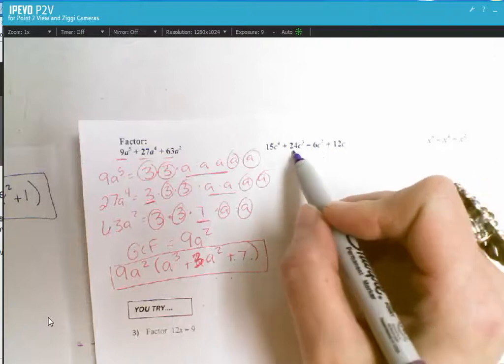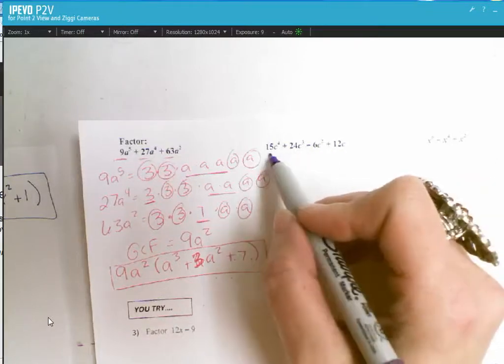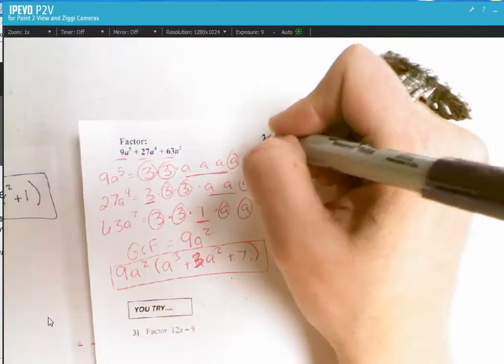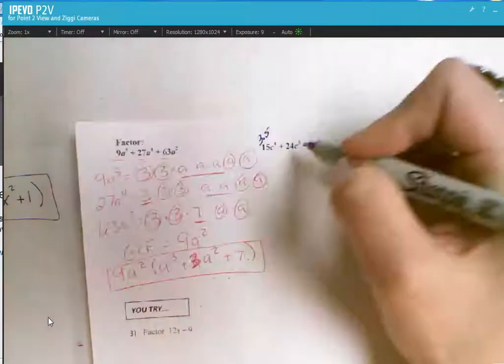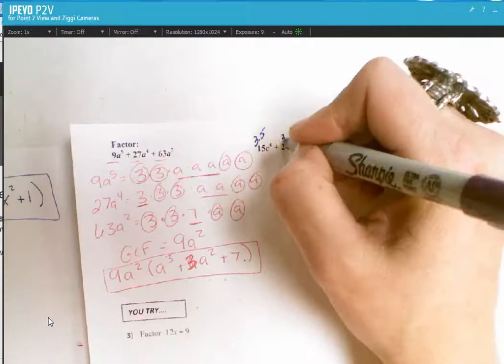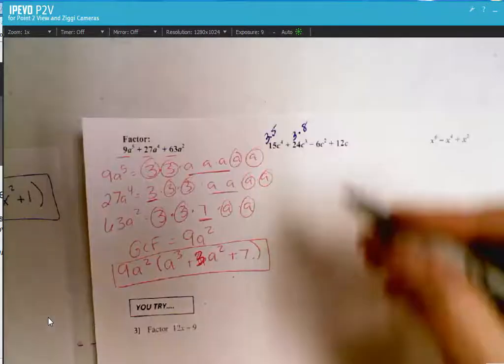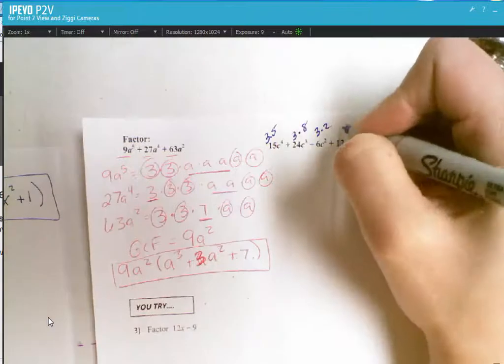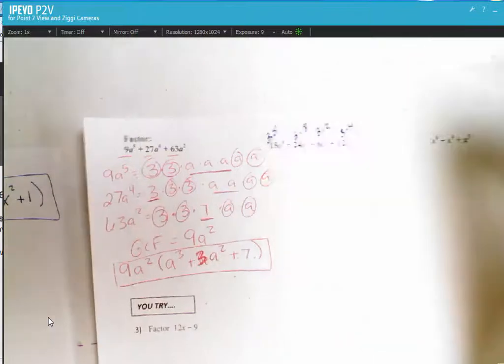6 goes into 12, 6 goes into 24, but does 6 go into 15? Nope. So I'm going to look at the factors of 15. I know I have 3 times 5, so I'm going to make a little note up here. The factors of 24, 3 times 8. The factors of 6, 3 times 2. And the factors of 12, 3 times 4.